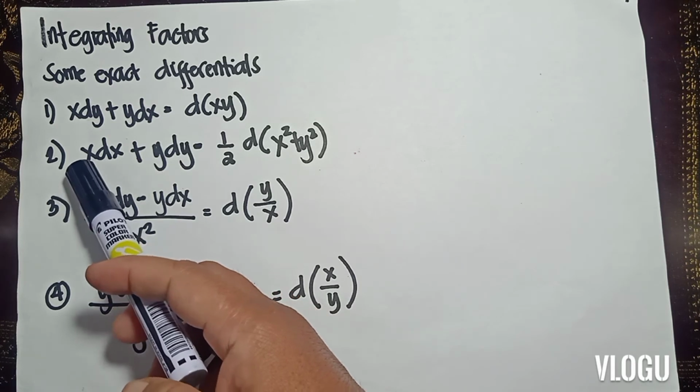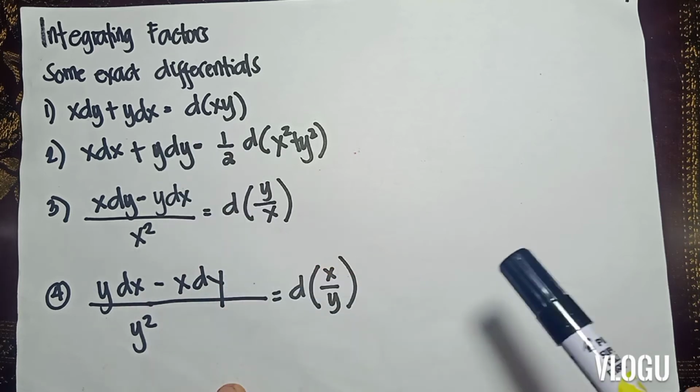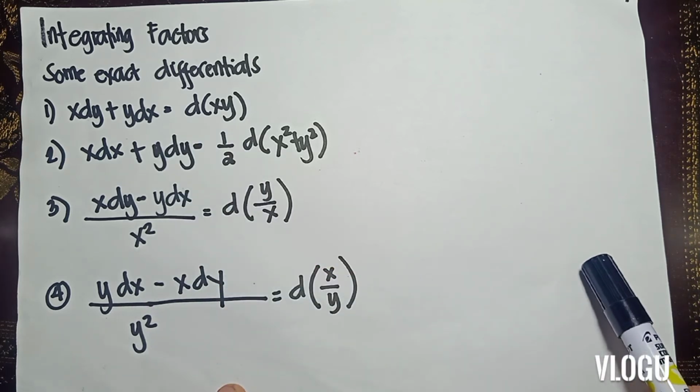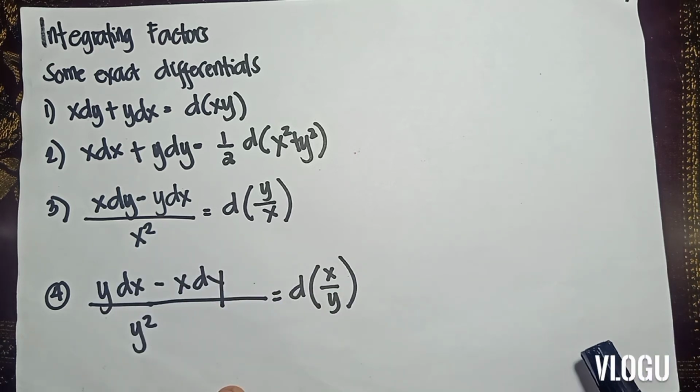If we have a form of x dx plus y dy, that is equivalent to 1/2 the derivative of x squared plus y squared. And for number 3, if we have a form of x dy minus y dx over x squared, that is equivalent to the derivative of y over x. If we have a form of y dx minus x dy over y squared, that is equal to the derivative of x over y.